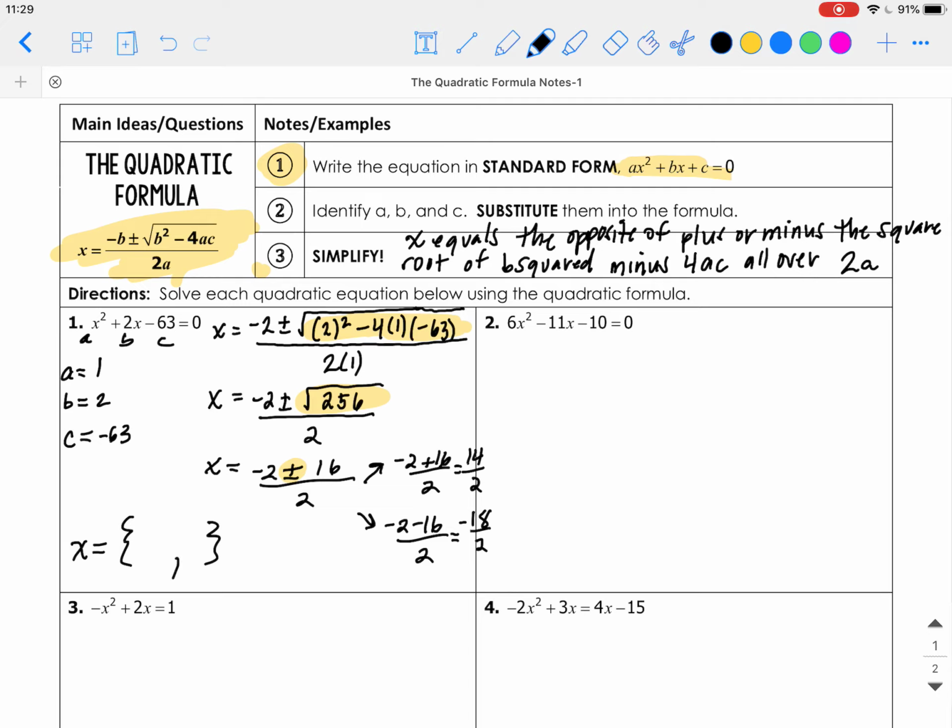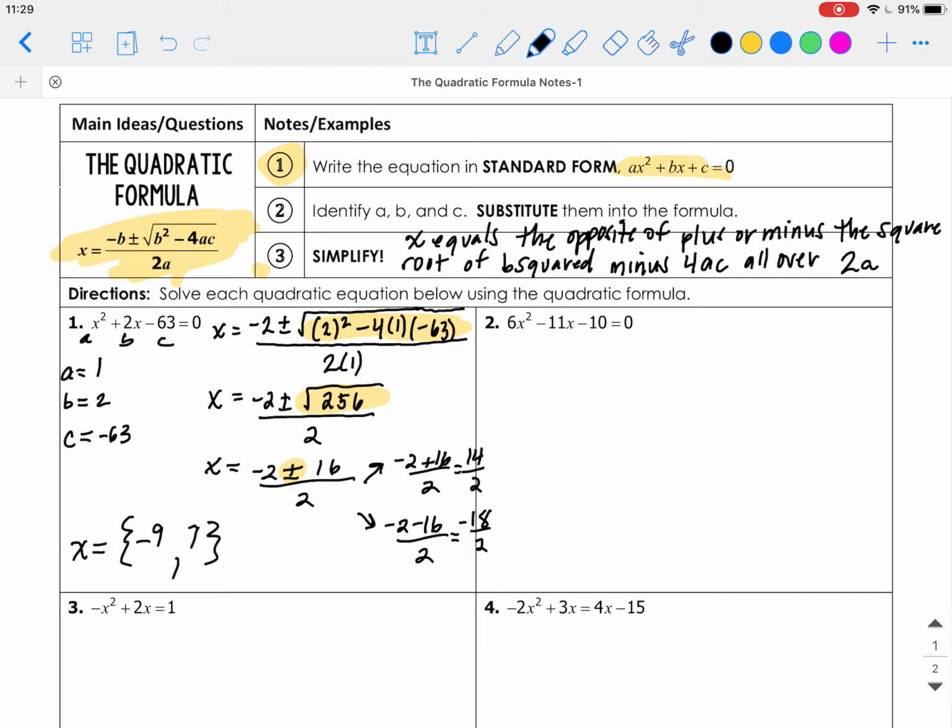And negative 18 over 2 will simplify to be negative 9. So I'm going to write the negative 9 first, just because we normally put smaller numbers in front. And 14 over 2 again was 7. And again, negative 9 is smaller than 7. That's why I put that in the front.